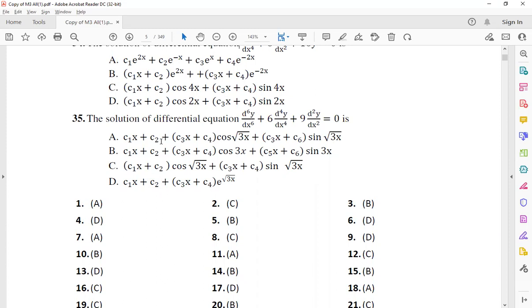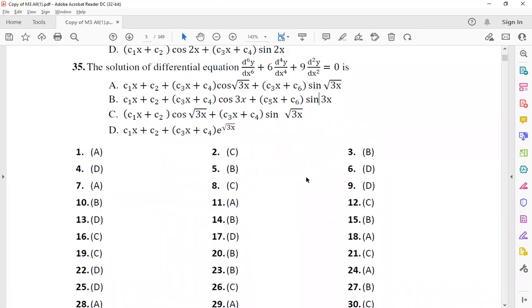A, B, and D. Next, plus minus root 3i repeated twice. Two constants should get collected. In cos and sine, i is there, so this and this with root 3 cos and sine. So the correct one is A. The correct option is A here.